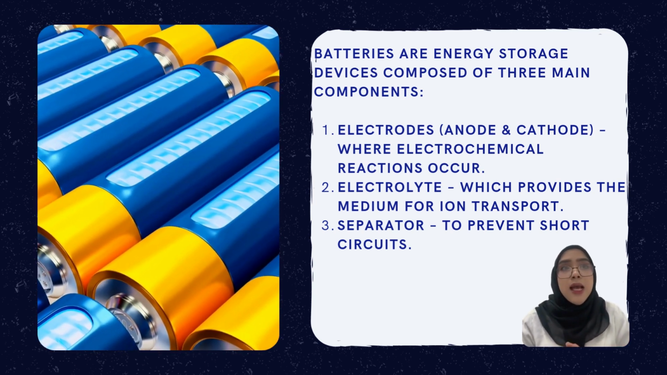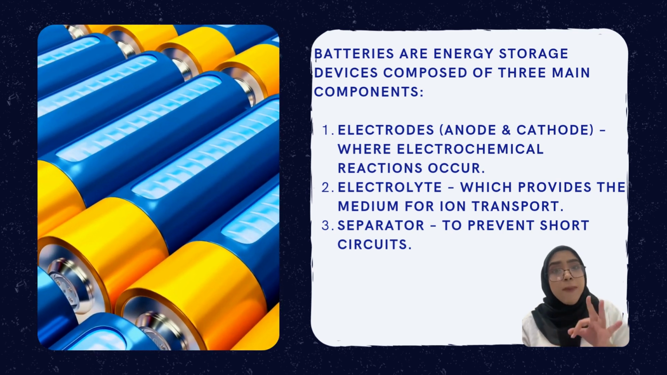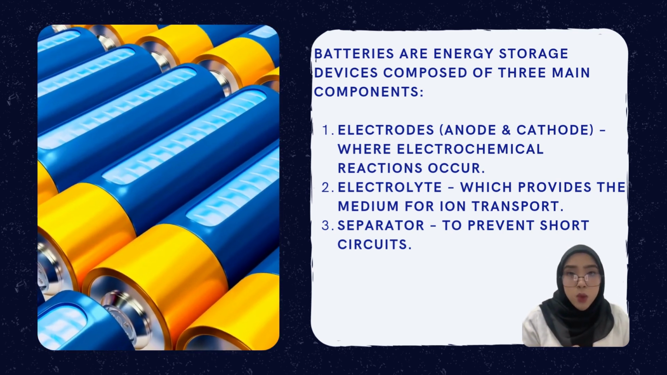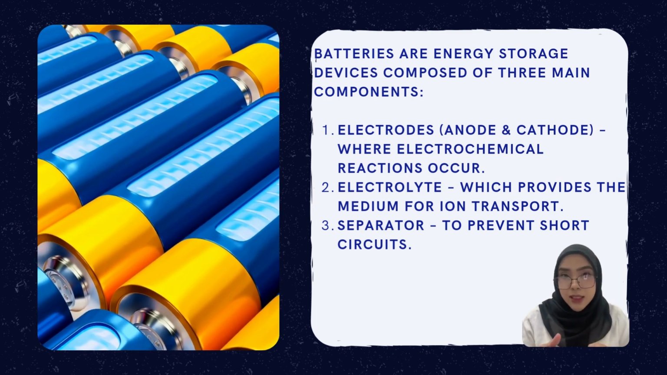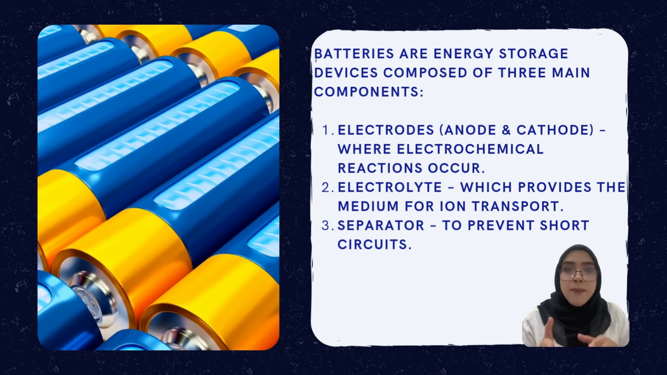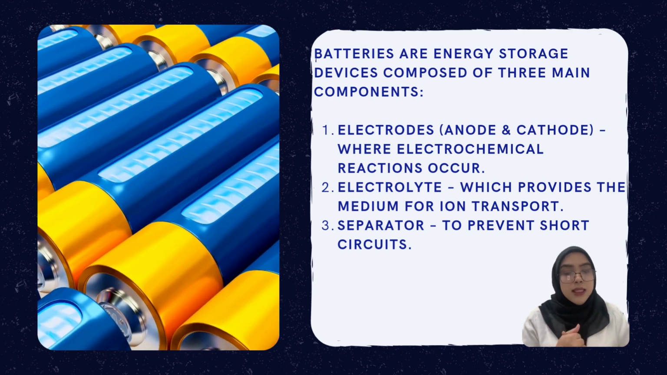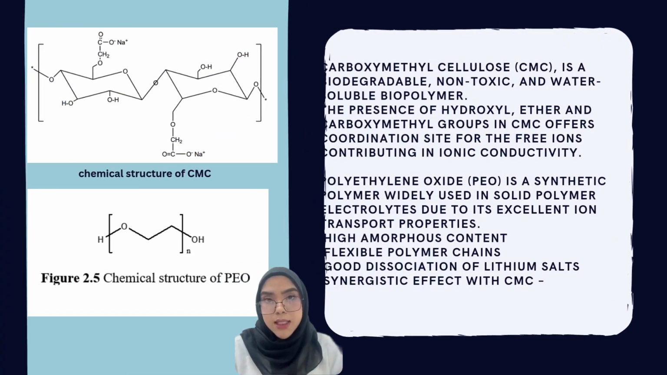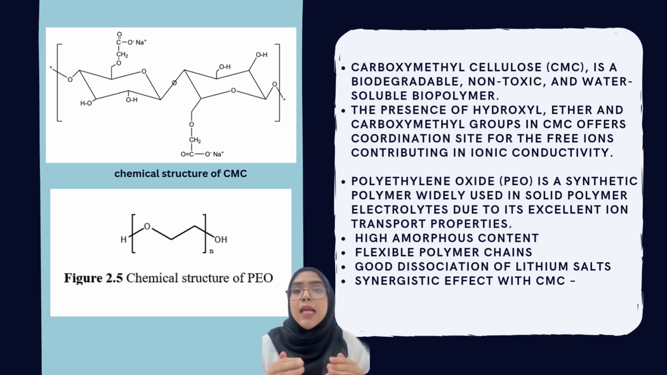A battery is an energy storage device that has three main components, which are electrodes, electrolyte, and separator. Electrodes have an anode and a cathode, which is where the electrochemical reaction occurs, and the electrolyte provides the medium for ion transport, and lastly, the separator prevents short circuits. In my final year project, I am conducting an experiment producing an electrolyte.